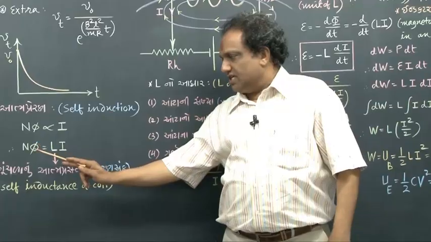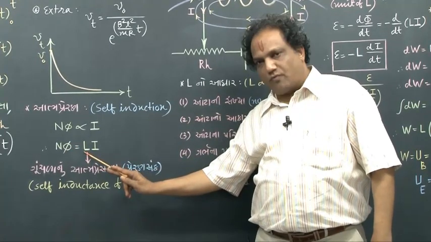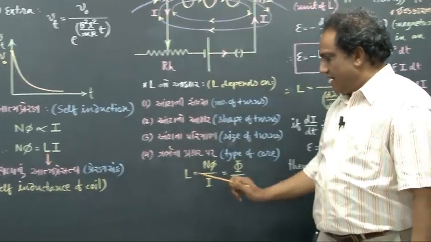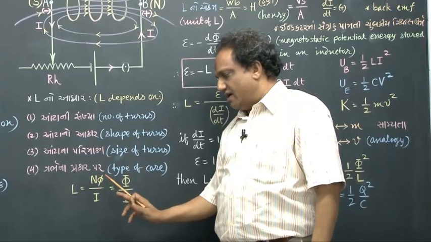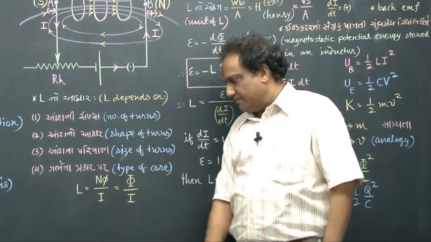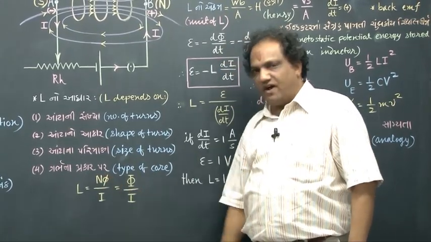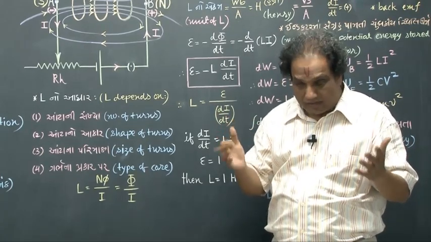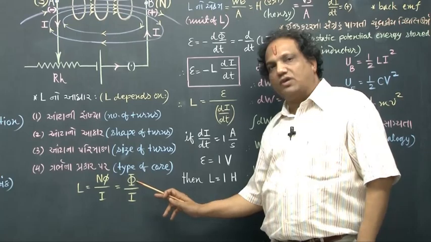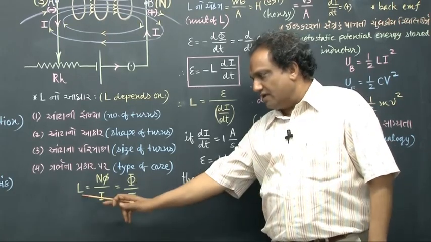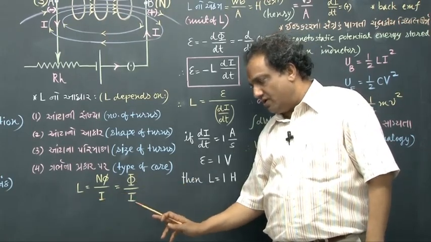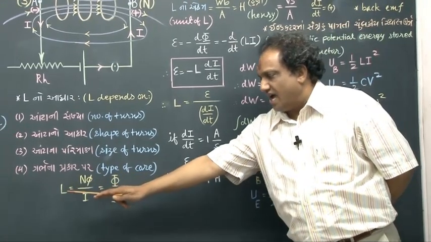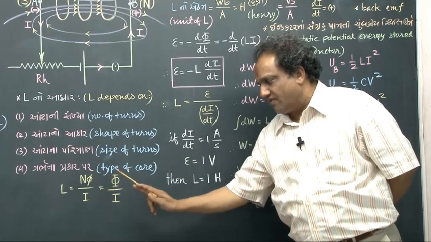Okay. Just find out L from this equation. It will be L equals N phi upon I. Fine. What is N into small phi? Total magnetic flux linked with a given coil. Let it be shown by the symbol capital Phi. L equals Phi upon I. And now, let us define self-inductance using this formula.